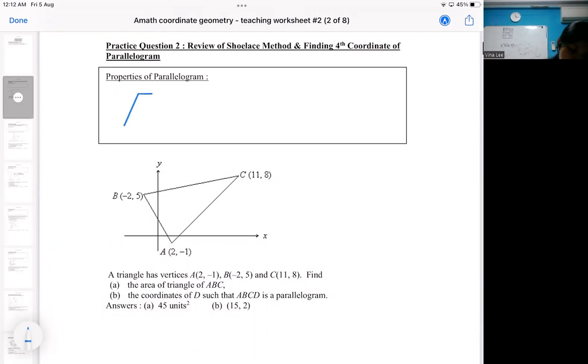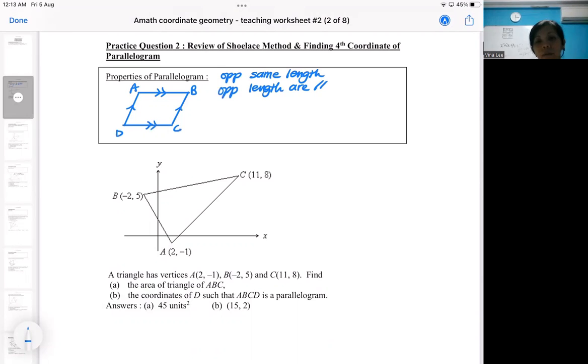The normal property is that opposite sides are the same length, and opposite sides are parallel. All these are the basic ideas that you should know.